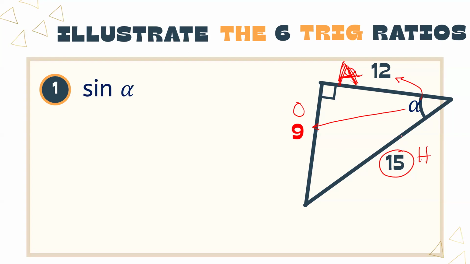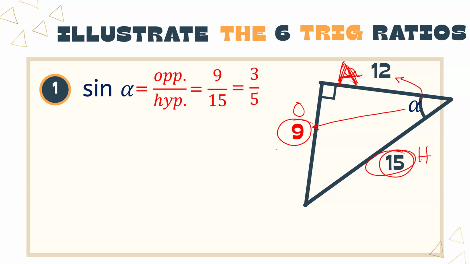Starting with sine theta. Sine is SO, opposite over hypotenuse, 9 over 15. Simplify that, 3 over 5. Very good. Okay, were you able to get that?